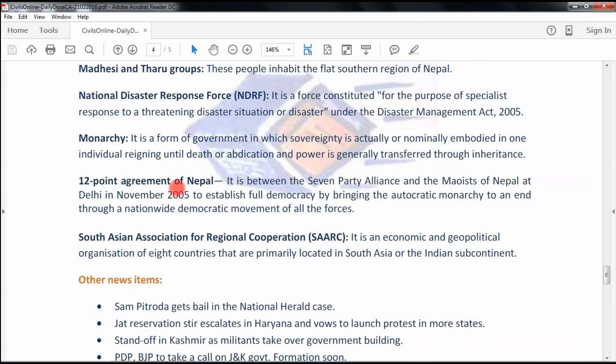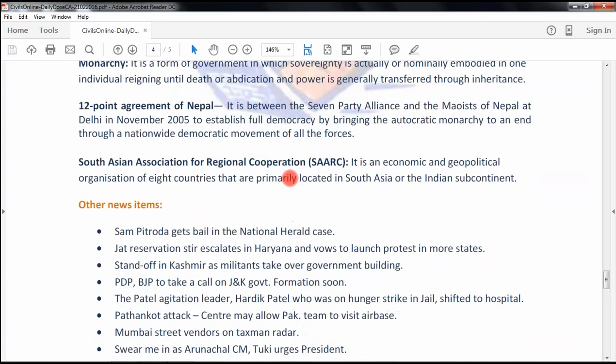What is the 12-point agreement of Nepal? It is between the seven-party alliance and the Maoists of Nepal at Delhi in November 2005 to establish full democracy by bringing the autocratic monarchy to an end through a nationwide democratic movement of all forces. What is SARC? South Asian Association for Regional Cooperation. It is an economic and geopolitical organization of 8 countries that are primarily located in South Asia, also known as the Indian subcontinent. So this is today's topic of interest.